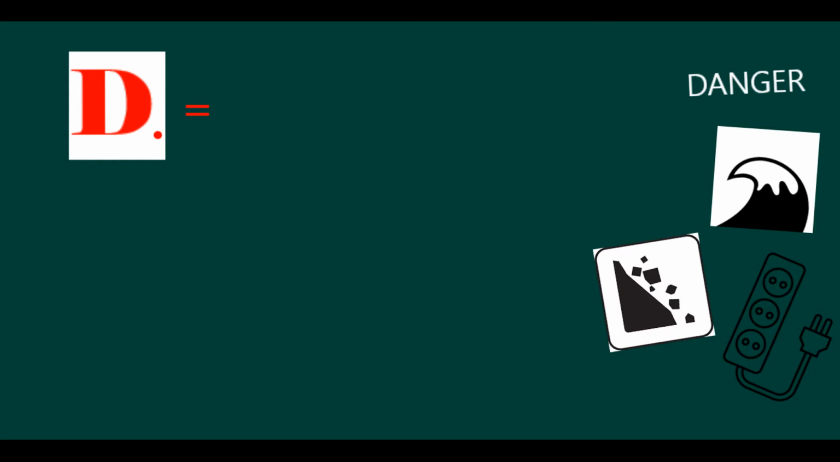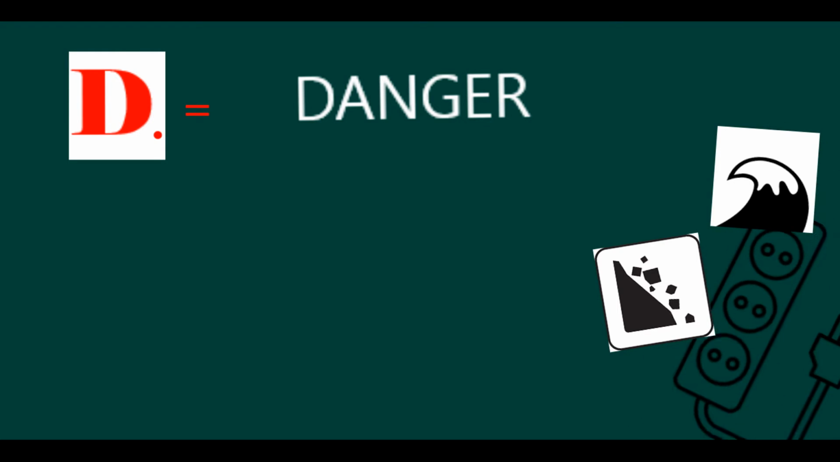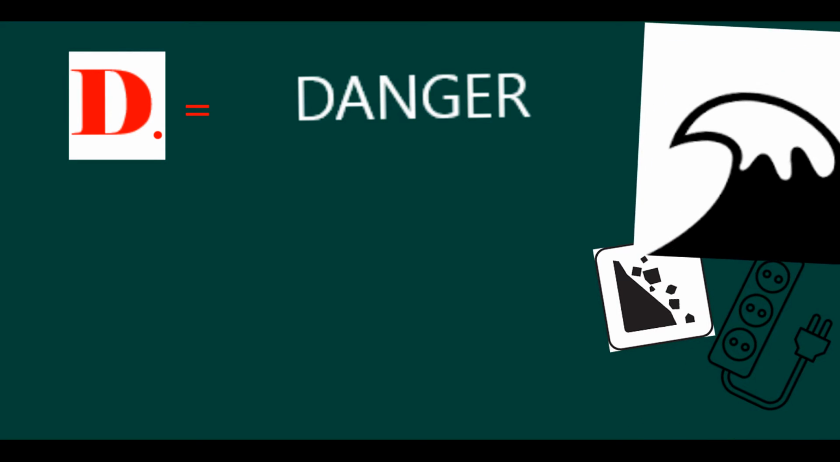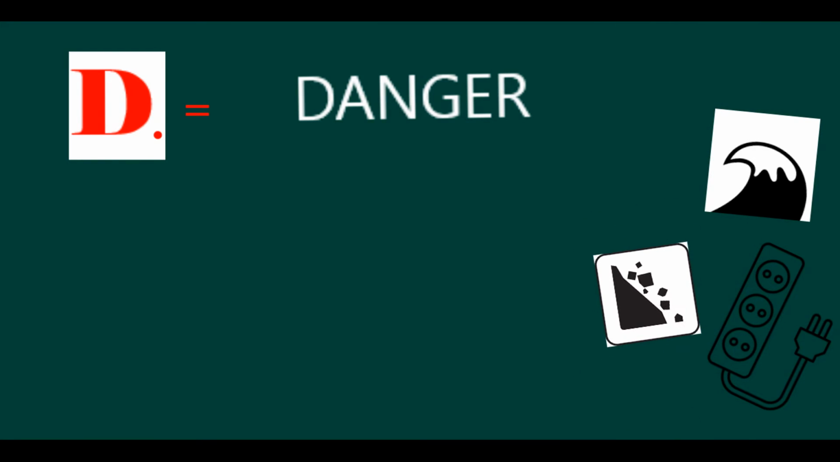D is for danger. You are never expected to put yourself in danger to help somebody else. So make sure you have a good look around for danger to yourself, the patient, and to other people. Some things you could look for might be sources of electricity, waves and water, maybe rocks and dangerous locations. Think about some other dangers that you can think of and write or draw one on the screen.